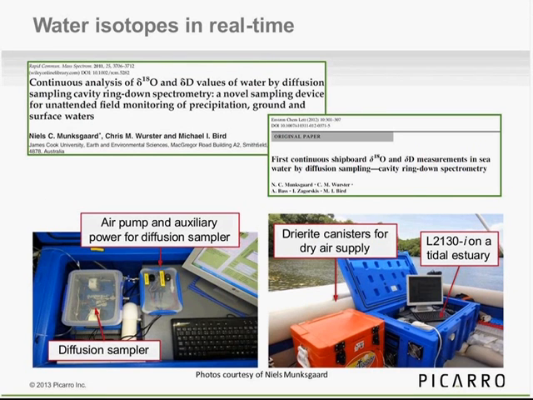Another thing that we got very excited about was some work by Niels Mansgaard down in Australia, where he coupled a home-built diffusion sampler with his Picarro L2130. And what that did is it enabled him to measure real-time liquid water changes by using a diffusive process. So basically, he's using a diffusion cell to equilibrate liquid water with dry ambient vapor around that, and then the instrument is used to measure that isotopic vapor and delivers high-performance real-time delta O18 and delta D. I'll come back to this a little later as well.